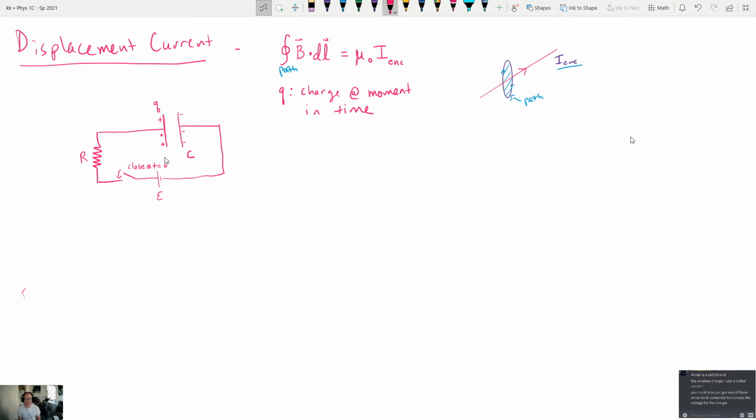So we know that there's going to be a time over which charges build up on this, right? Okay, so what Maxwell asked was this question. Suppose that I take an Amperian loop and I put it here.